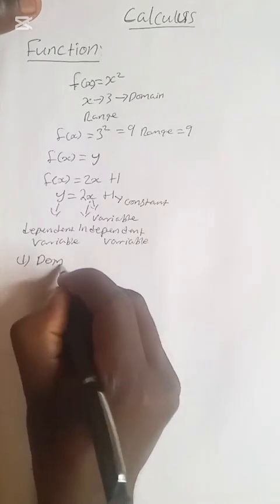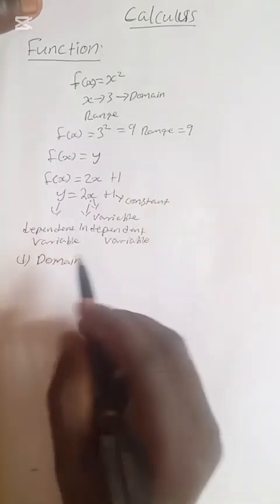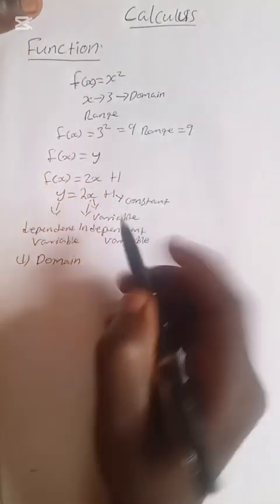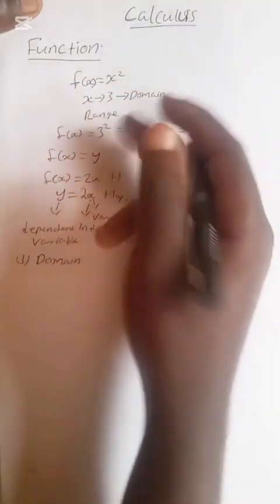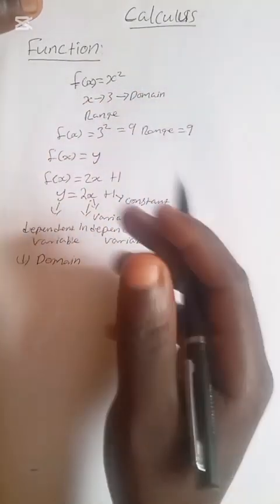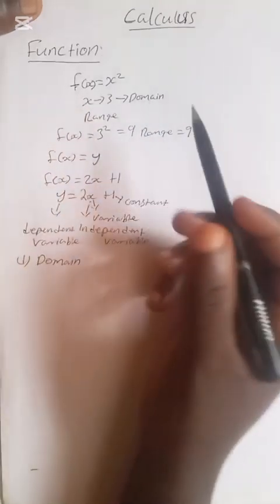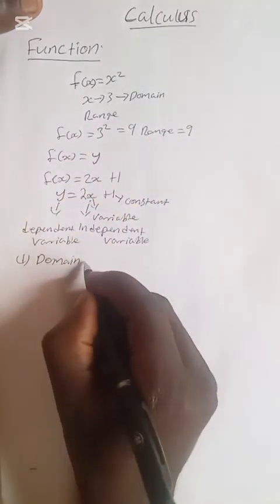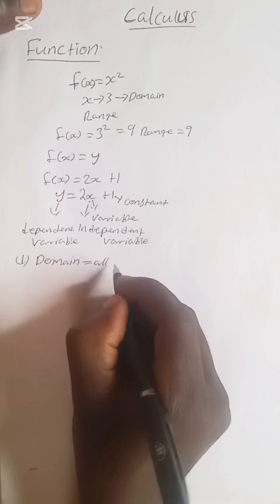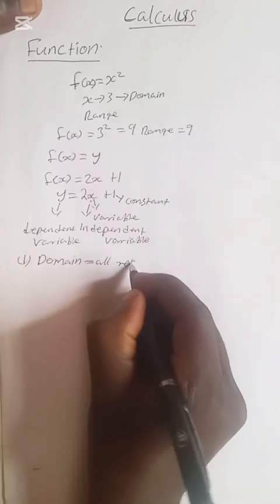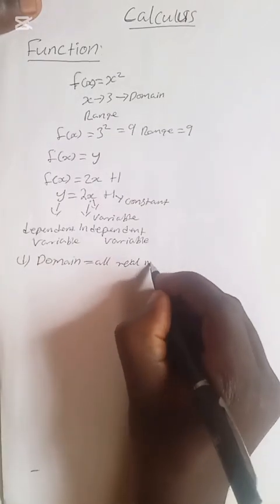So we have domain. I've already explained that domain is the numbers that you put in for you to find the function. Maybe they give you a domain to be 3 or any number. So the domain is all real numbers.